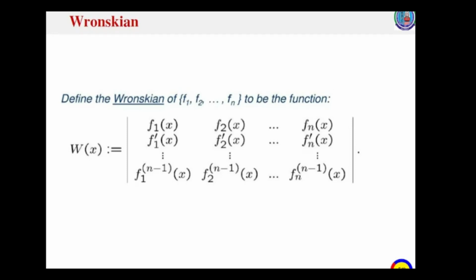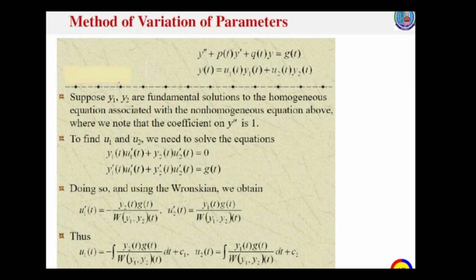So as we will use this in our next method, you now have the idea of the definition, what the Wronskian is. The next is the method of variation of parameters. In this method, we are to find the solution of a very special kind of differential equation, a second order differential equation, y'' + p(t)y' + q(t)y = g(t).